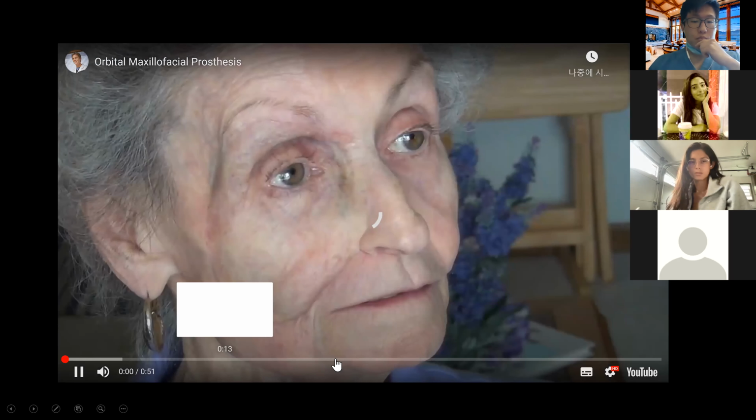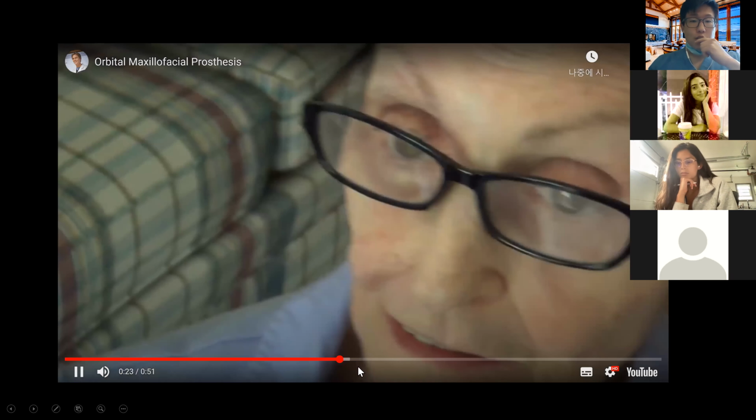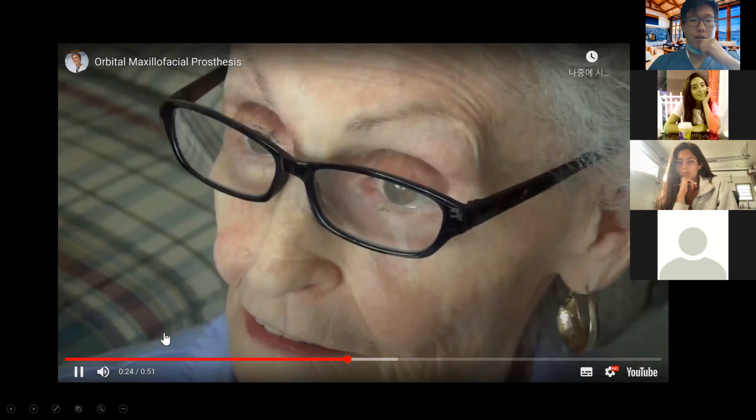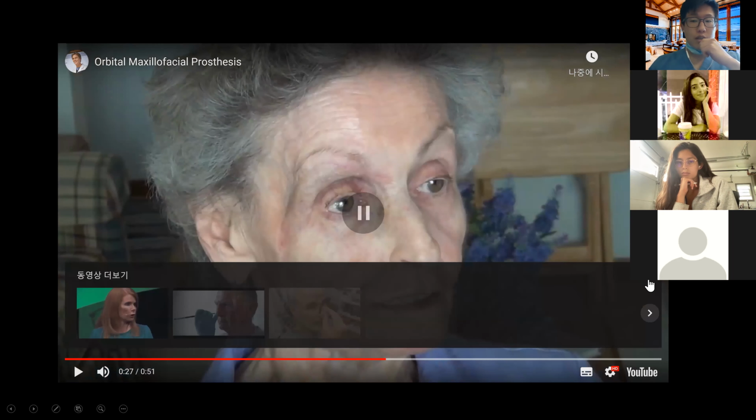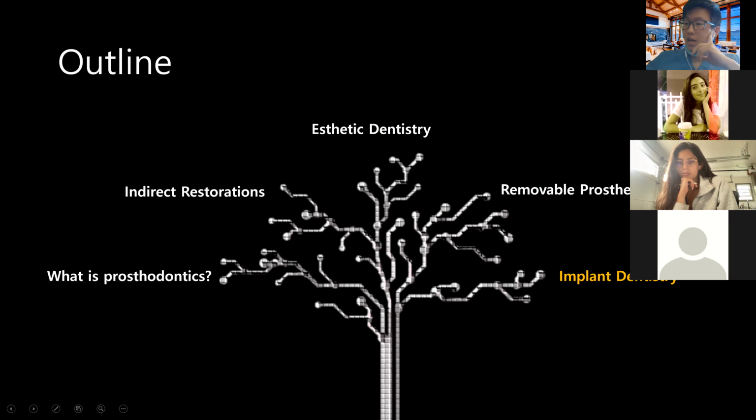Sometimes we create larger prostheses, but it is always kept to an absolute minimum. As you can see here, with the glasses on, and with some flexible makeup, it almost looks like nothing happened. And this is such a life-changing treatment for the patient. Design. All right, so in the interest of time, I'm going to move on.